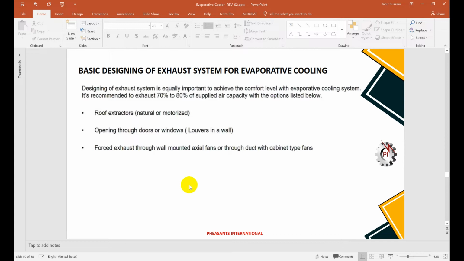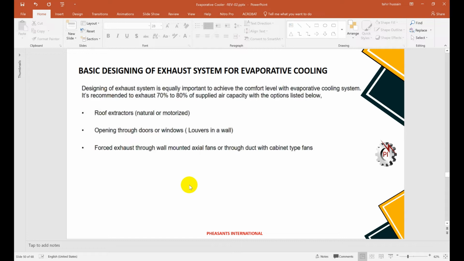Here we will see now the exhaust system. It is a once-through system. There is no return. If there is no exhaust system, slowly the latent heat will increase and you will not feel comfort. In conventional AC, 90% return air is coming back and only 10% fresh air.